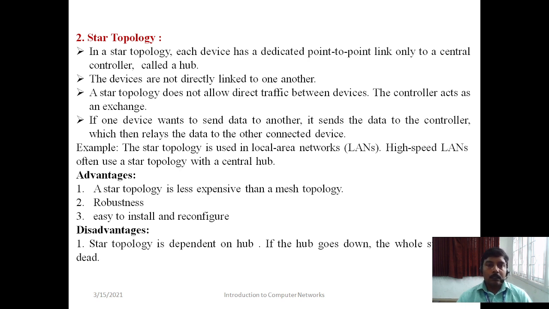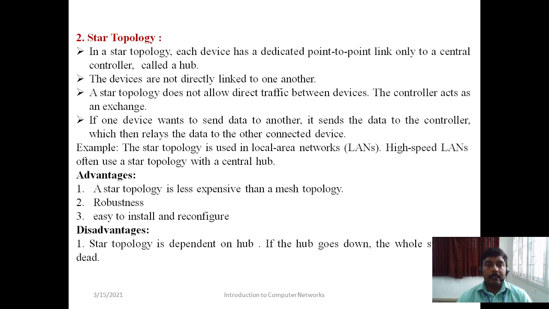For example, the star topology is used in local area networks. High-speed LANs often use a star topology with a central hub. There are advantages in this topology. A star topology is less expensive than a mesh topology, and it is robust and easy to install and reconfigure, because we use less cabling in this star topology.